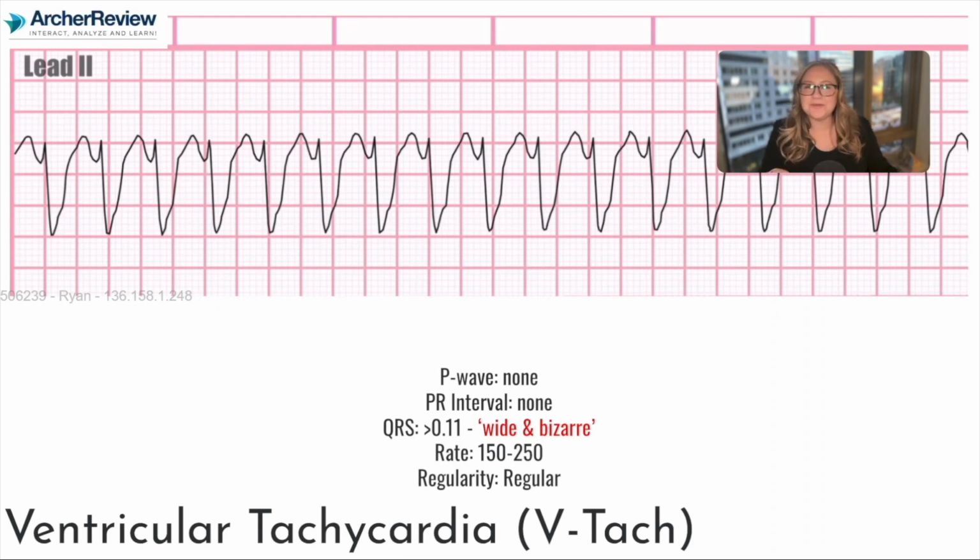Now, the key word you need to remember here is wide and bizarre. If you're looking at an EKG strip and you see no P waves, therefore no PR interval, and you go to measure that QRS complex and it is way greater than 0.12, way greater than just those three little boxes.